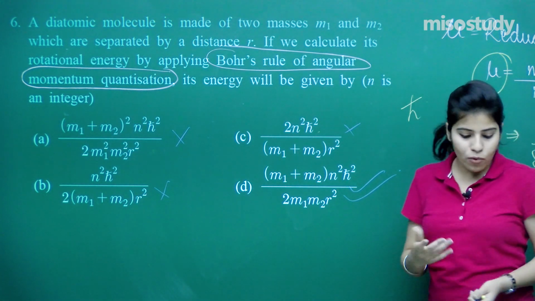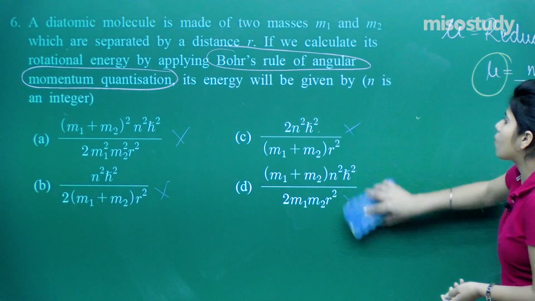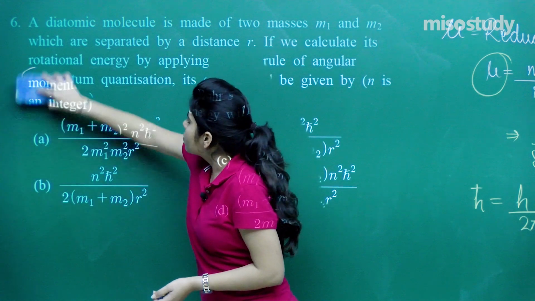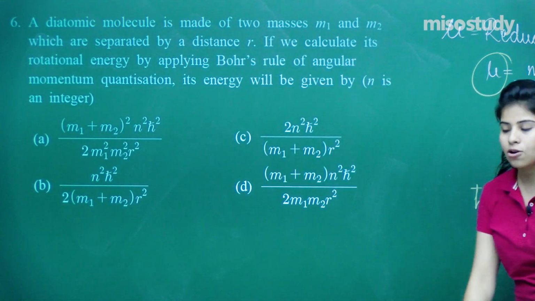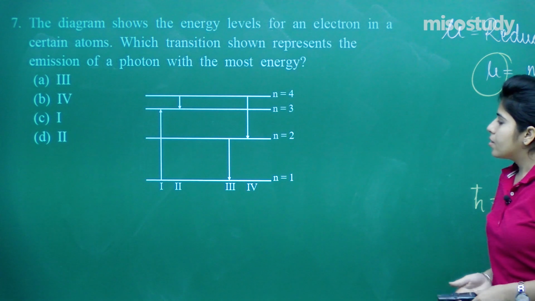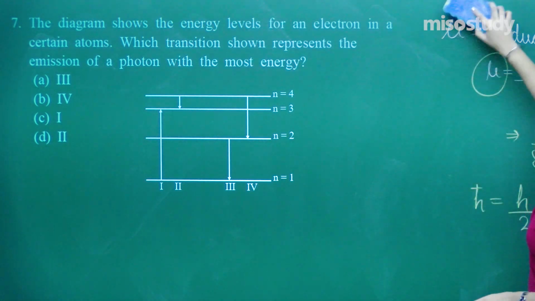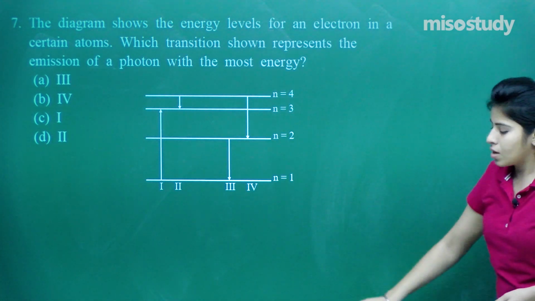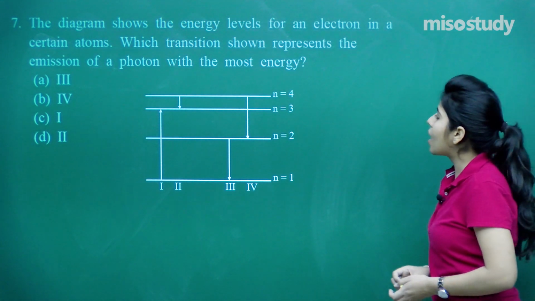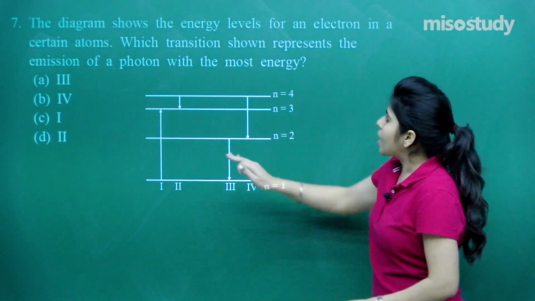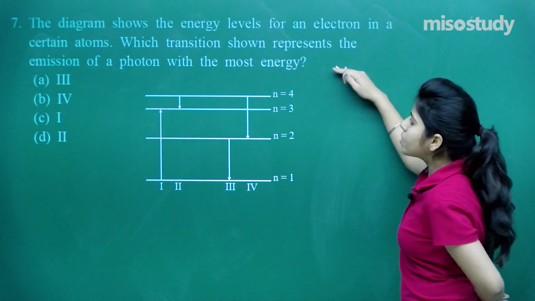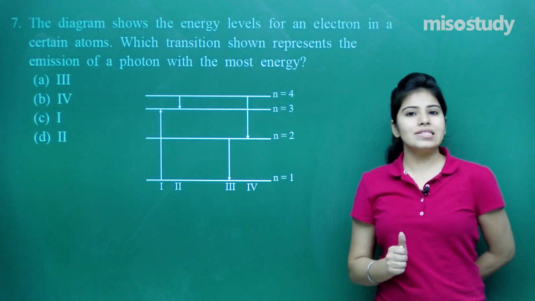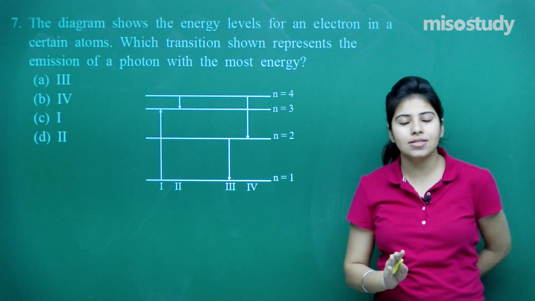Okay. So now we will be moving towards the next question for the session, that is question number 7, and we will be applying what we have covered in the theory part. We will see whether we are able to solve the question or not. In this question number 7, we have been given an energy level diagram, and a few energy levels have been given, and we have to tell which transition shown represents the emission of a photon with the most energy.